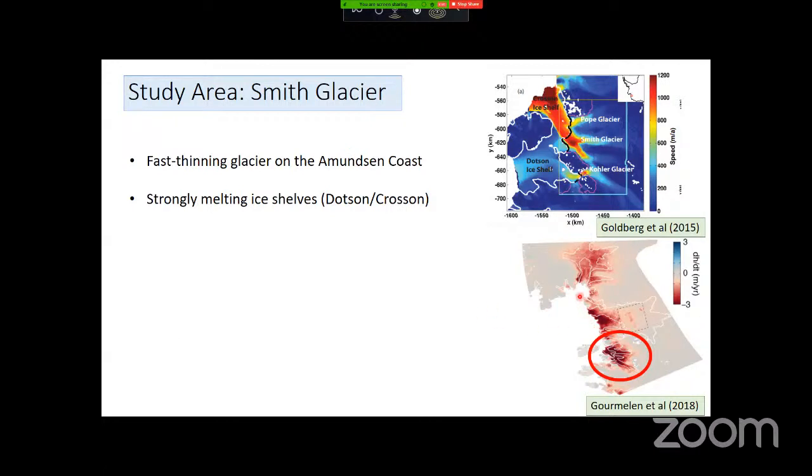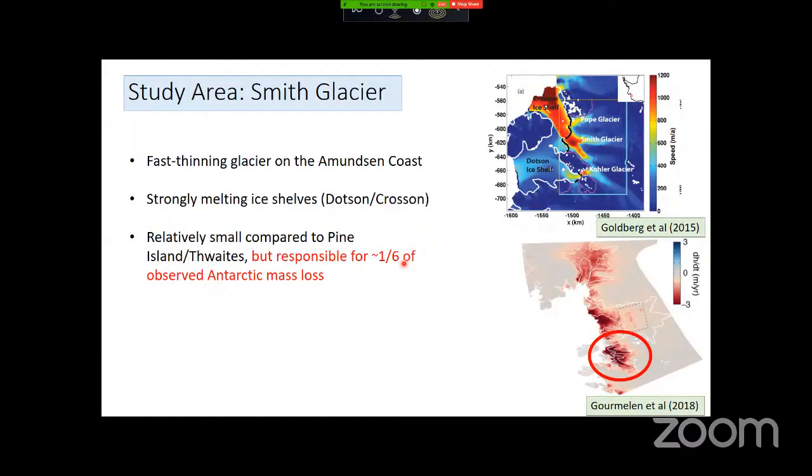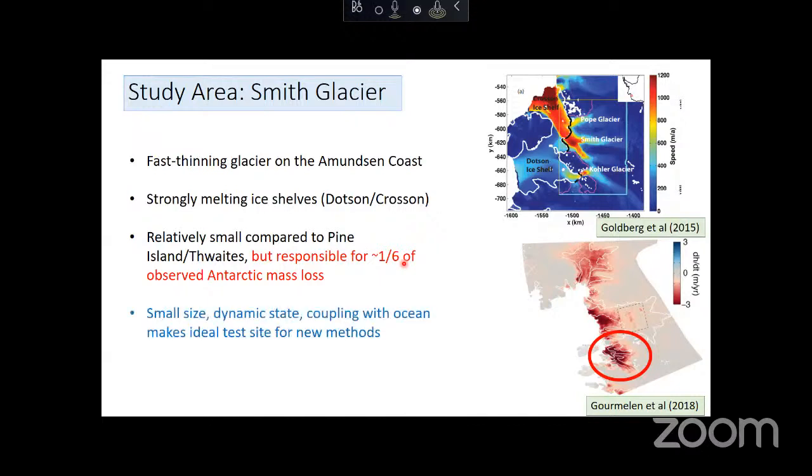We've got Pine Island and Thwaites, the big ones, and then we've got this small one, Smith Glacier. But it's thinning, it's the fastest thinning of the three. It's got strongly melting ice shelves. It's relatively small compared to Pine Island and Thwaites, but it's responsible for 1/6 of all the observed Antarctic mass loss. It's small in size, it's in a highly dynamic state, and it's strongly coupled with the ocean.